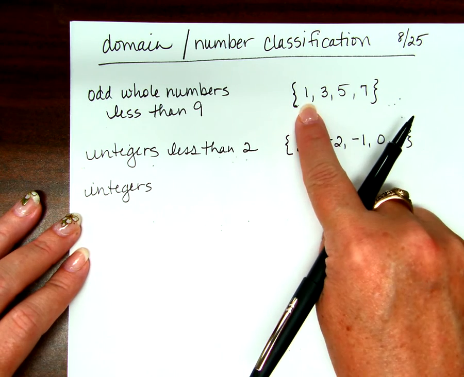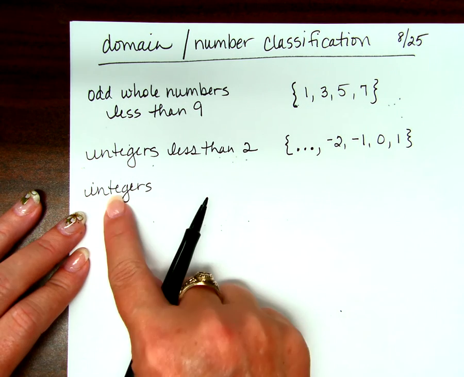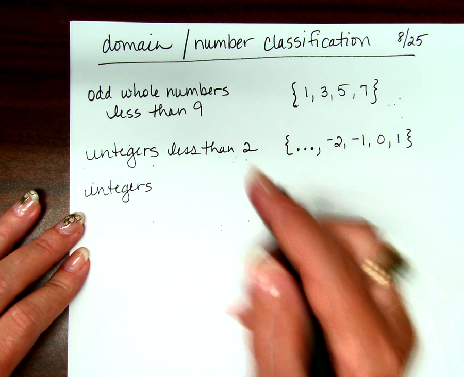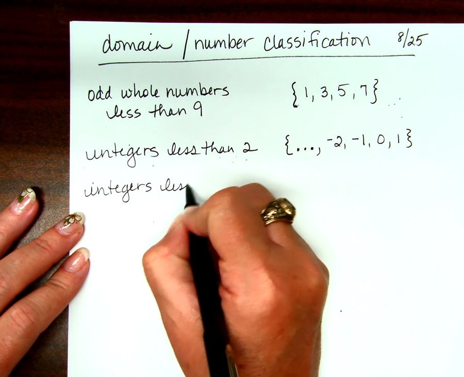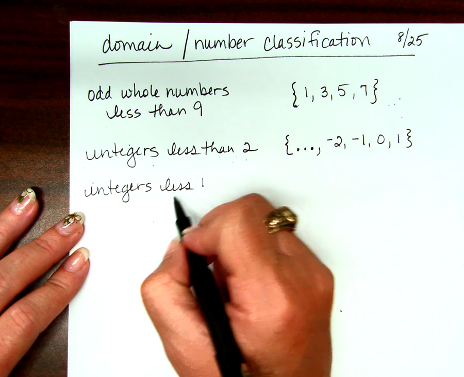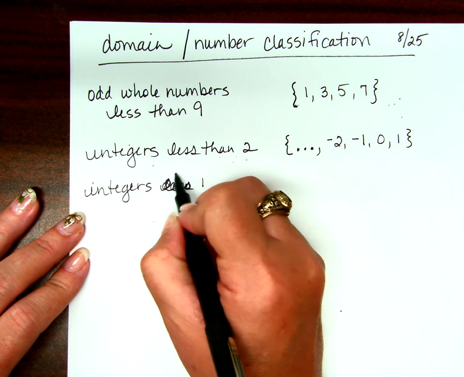I started with the least here. When I do this one, I'm going to start with the least. Okay? Integers less than, except it's supposed to be greater than.